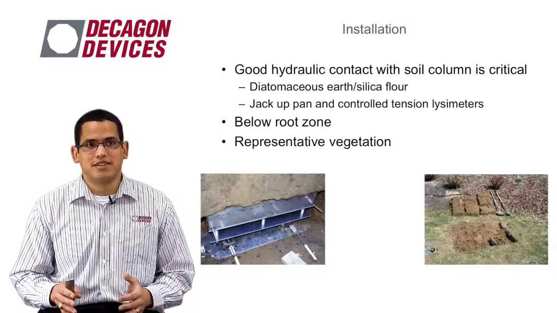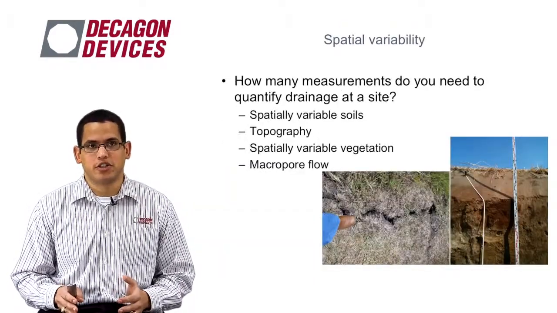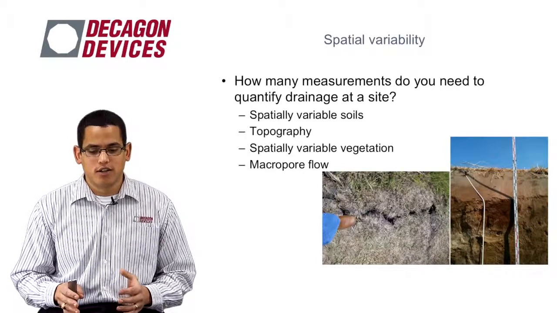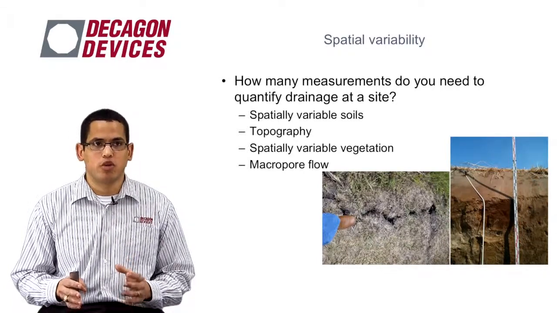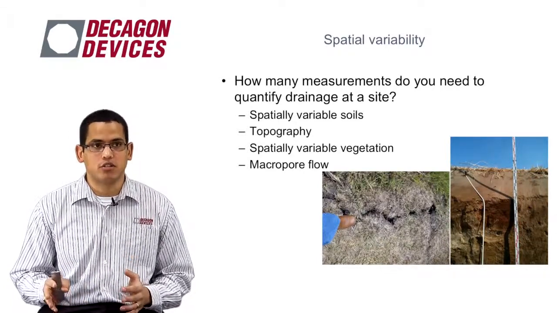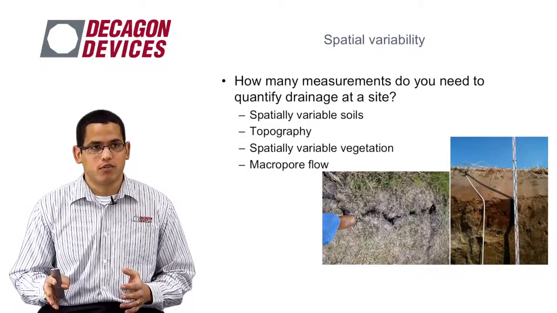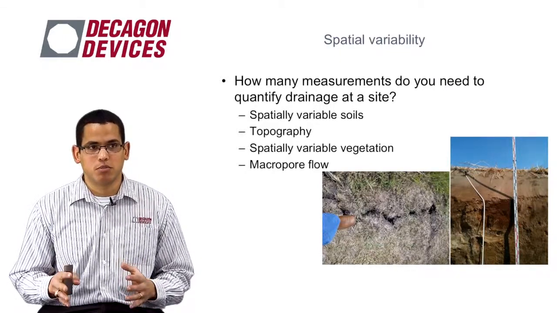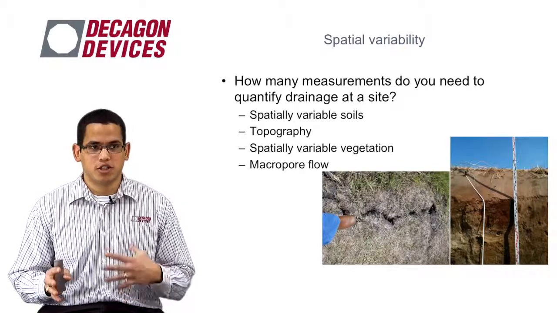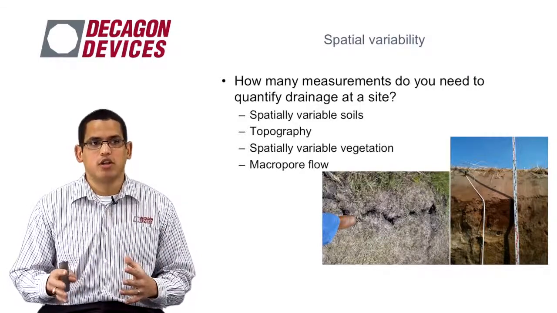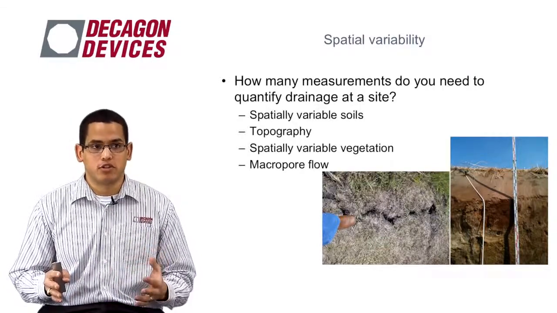And one last thing that's really important to understand is spatial variability of soil. This is oftentimes one thing that a lot of people don't take into consideration, but soil is incredibly spatially variable, especially in, just within certain areas, especially when you have varying topography.